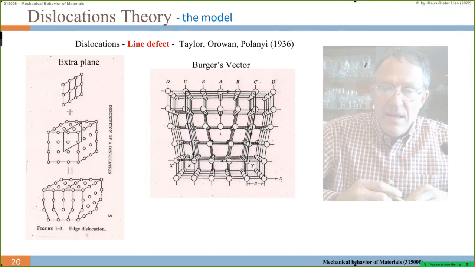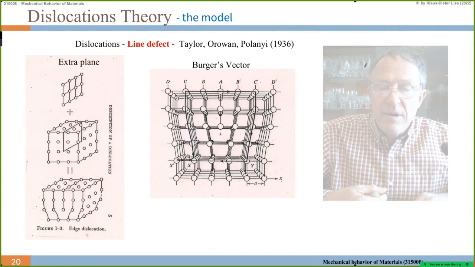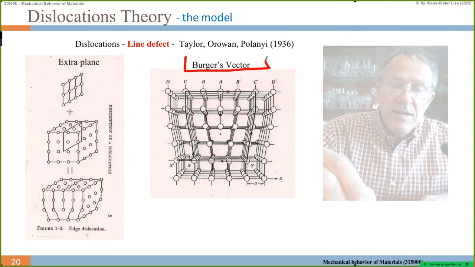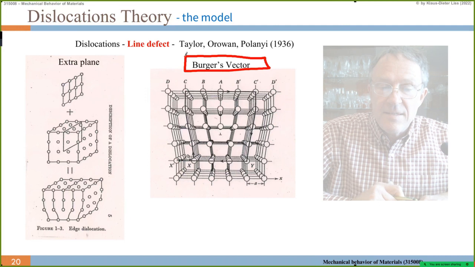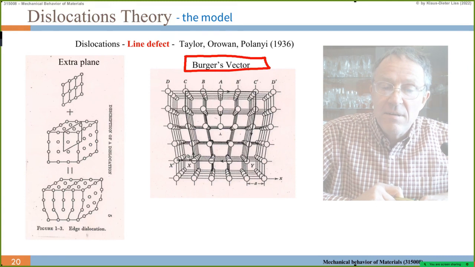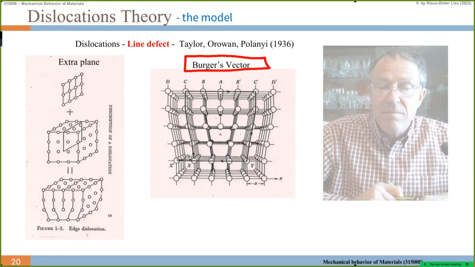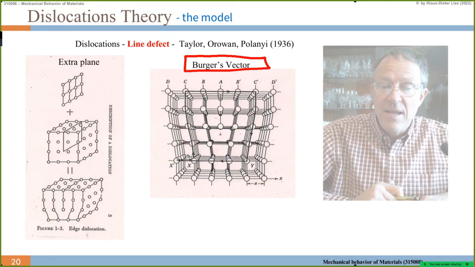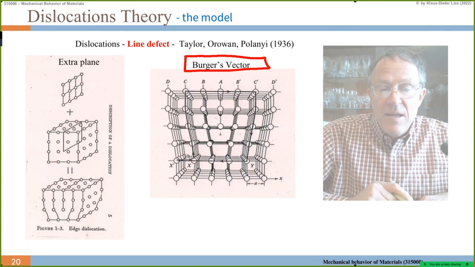Now one more thing about the dislocation is the Burgers vector. The Burgers vector is basically the vector of the displacement of the atoms after inserting one half plane. And we can get that by a loop.